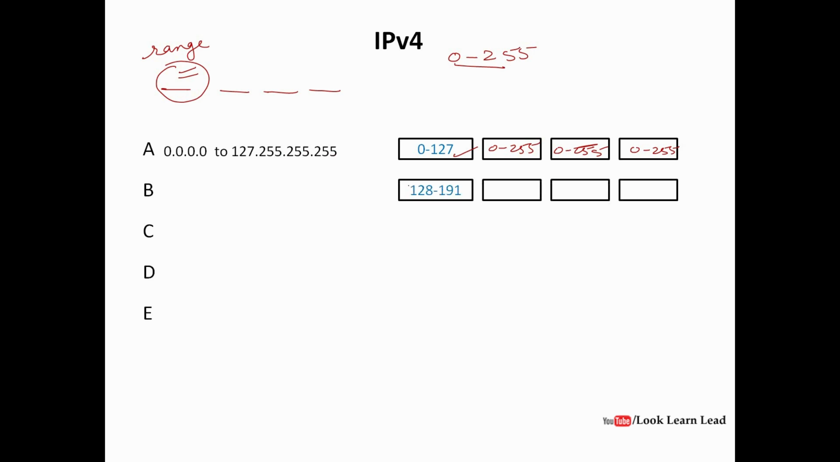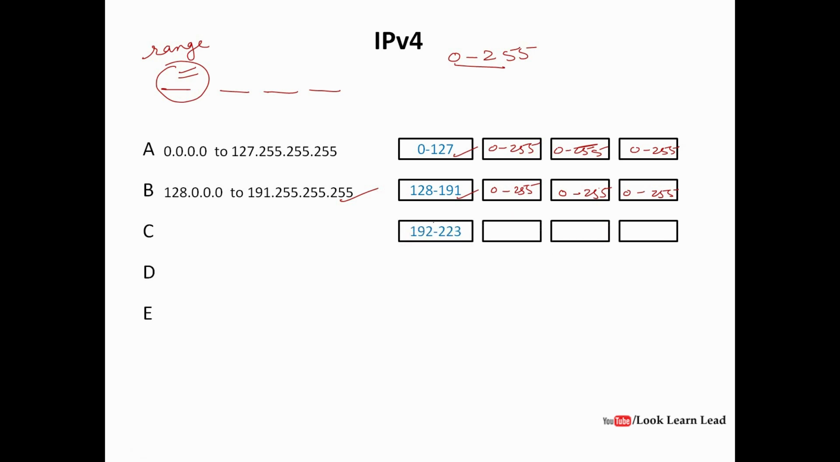Let's see class B. For class B, the first octet ranges from 128 to 191, and the others from 0 to 255. So the range of class B is 128.0.0.0 to 191.255.255.255. Similarly, the range of class C is from 192 to 223, and the addresses are 192.0.0.0 to 223.255.255.255.